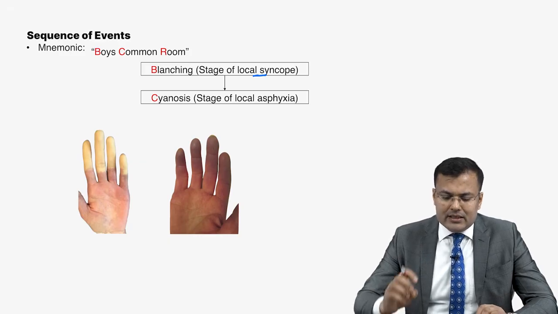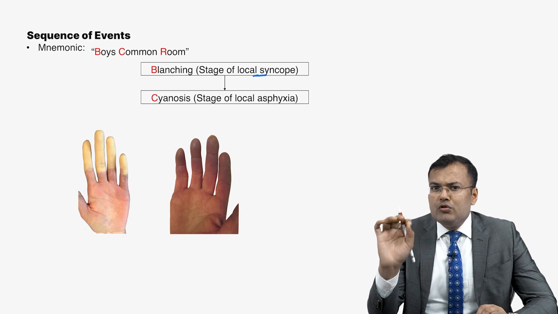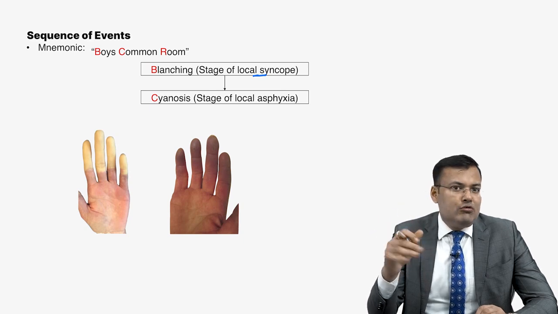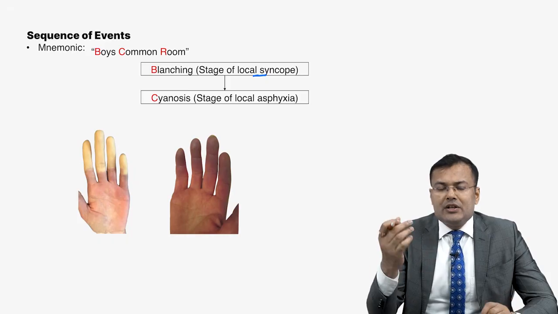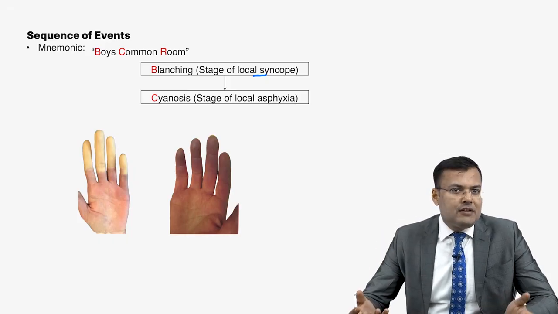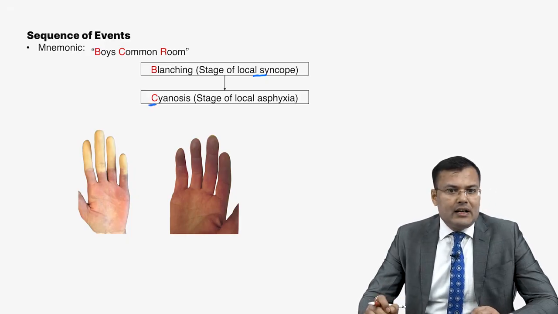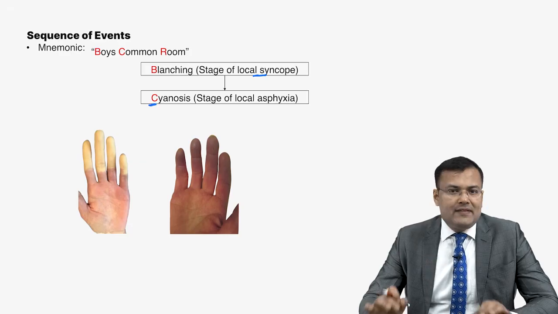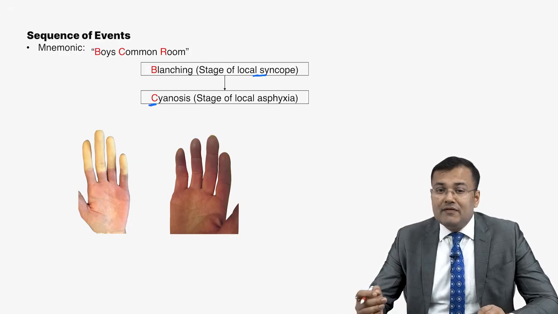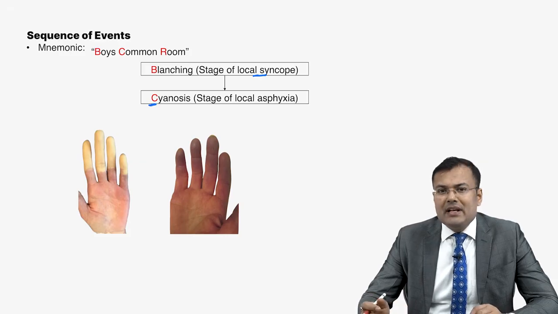Why? In this case, the capillaries and venules are going to dilate. And if capillaries and venules dilate, there is collection of deoxygenated blood. Because of the collection of deoxygenated blood, there is cyanosis. So this is the stage of local asphyxia, with collection of deoxygenated blood in capillaries and venules.